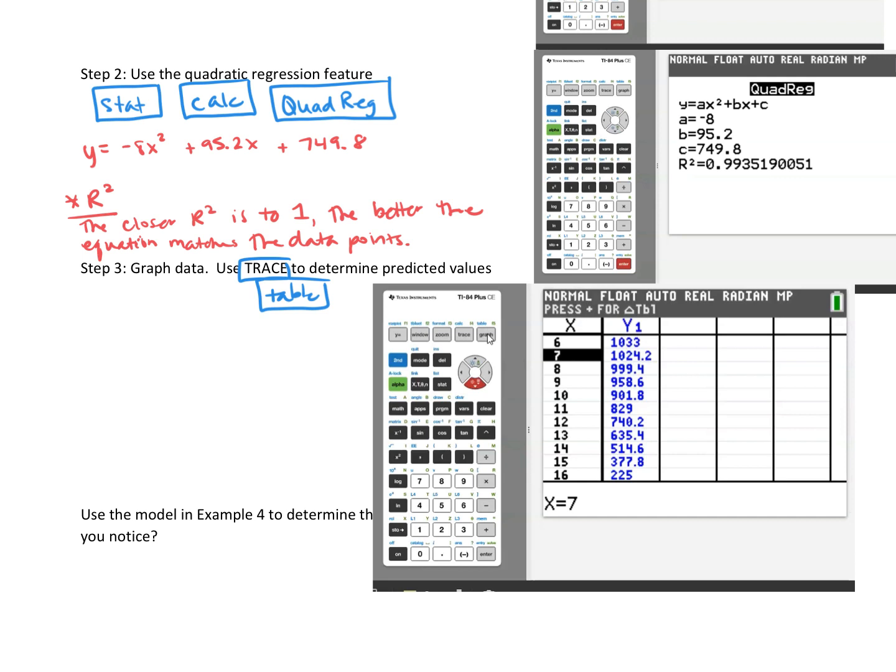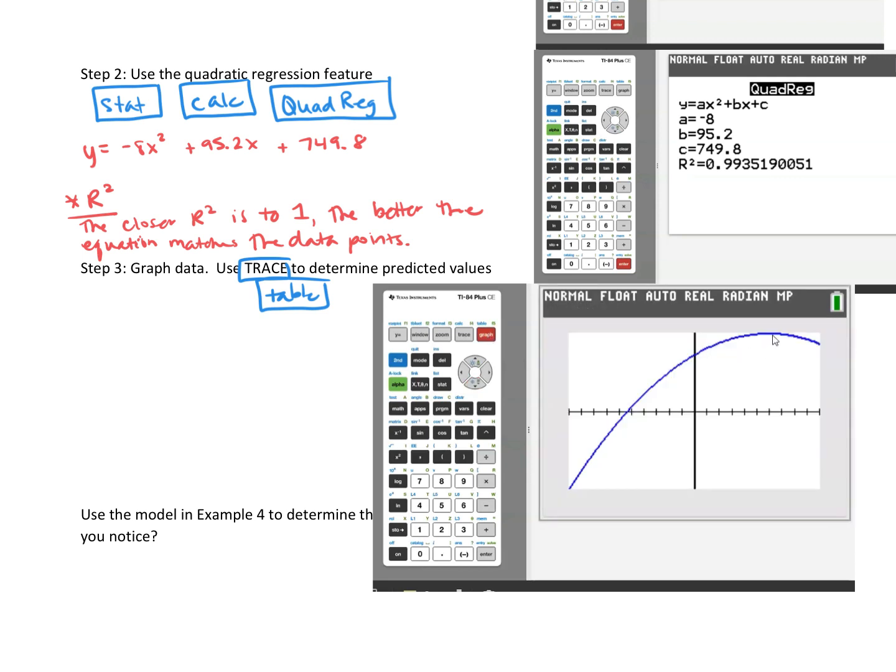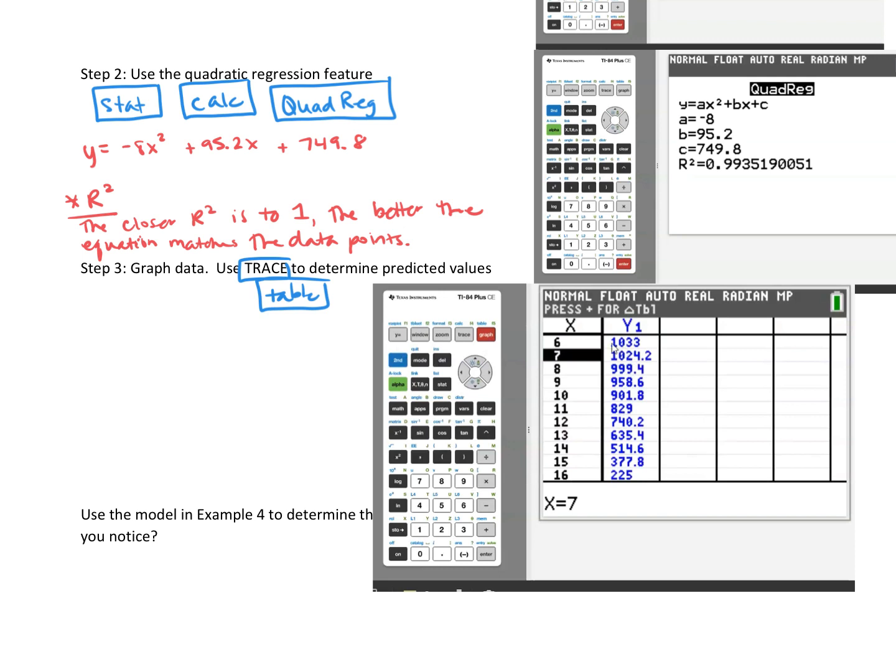Well, even when we look at the graph, we can see that after you hit a certain point, your revenue starts to decrease. And back in that table of values, we saw we were at 1,033 down to 1,024. So the revenue has started to decrease at this point.